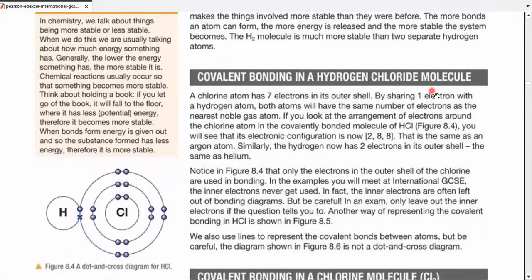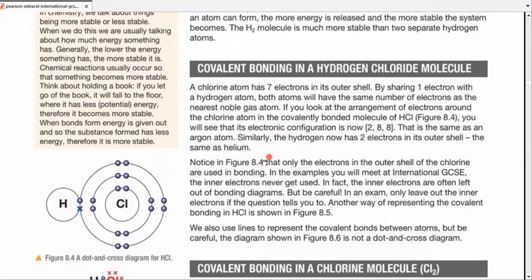So, covalent bonding in a hydrogen chloride molecule. This time we're not going to consider a molecule that has the same kind of atoms, but a molecule which has different kinds of atoms. It's made up of one hydrogen and one chlorine atom. The chlorine atom has 7 electrons in its outermost shell. By sharing 1 electron with the hydrogen atom, both atoms will have the same number of electrons as the nearest noble gas. What that means for hydrogen is it's going to have the configuration of helium, and what that means for chlorine is the configuration of argon.